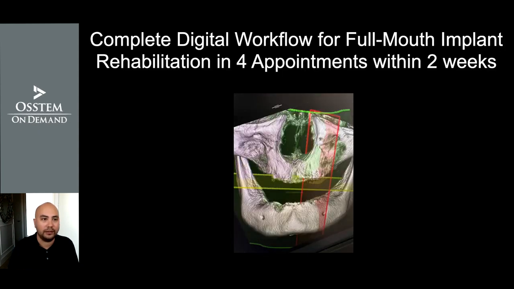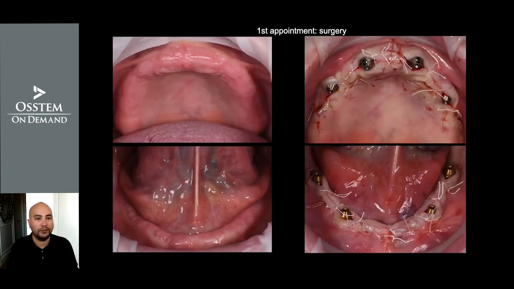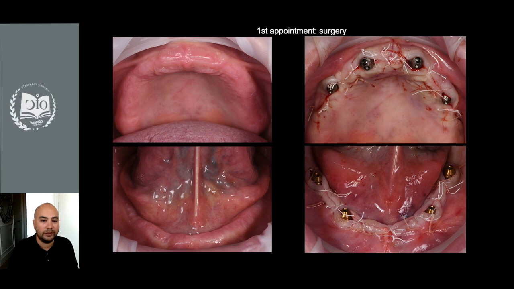Another case that I'd like to show, which is the last one, is the complete digital workflow for full mouth implant rehabilitation in just 4 visits within 2 weeks. So we have a patient with limited bone, and a dentulous arch upper and lower. On the first appointment we proceed with the surgery. We place the implants, and then we fit the multi-units.